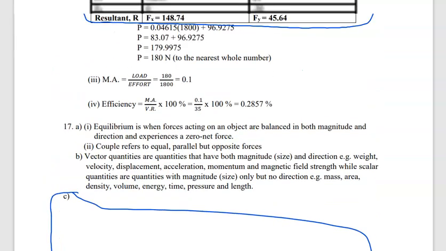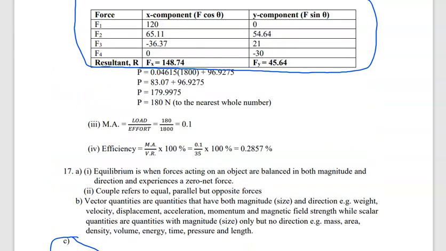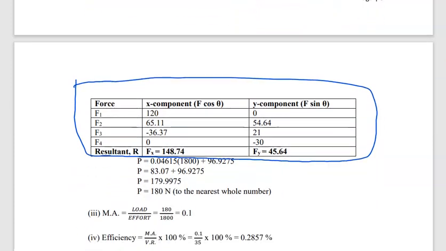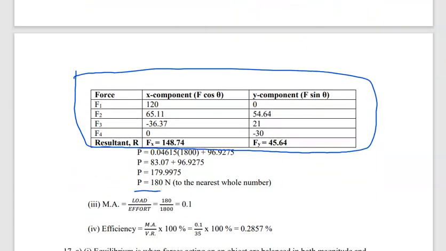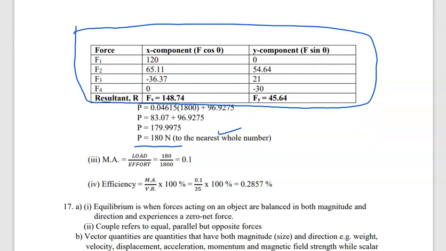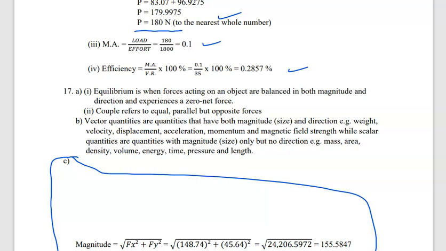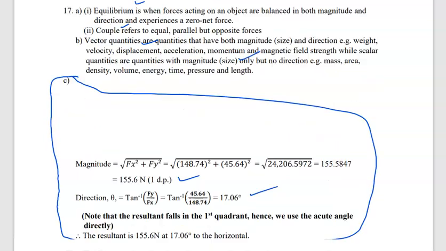Then the next part on the continuation for the law of the machine Roman 2 continues down here. Then we find that the effort P is 180 newtons to the nearest whole number. Then the mechanical advantage, then the efficiency. Then move to number 16, equilibrium, definition, couple, then difference between vector and scalar quantities with examples. Just pause and you go through.